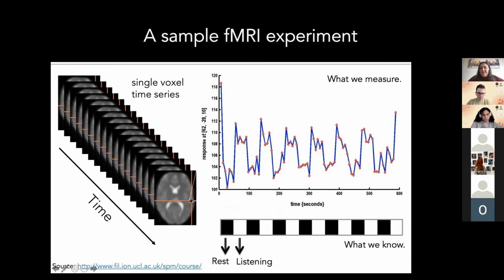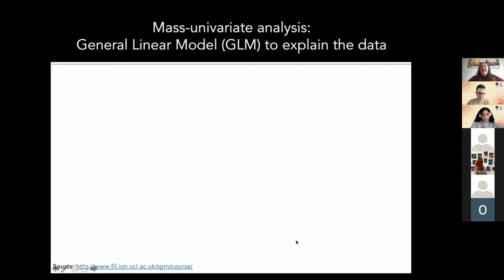So this is basically a voxel that shows this kind of pattern. And then in order to get those pretty brain pictures, right, the ones that light up, what we do in traditional fMRI analysis is mass univariate analysis. Here, basically, we build general linear models for each voxel to explain the data.